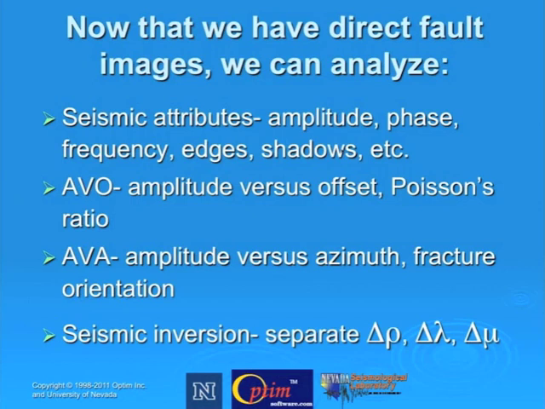And we can even start to think about seismic inversion. We want to take the reflectivity that we're seeing on these faults, and we want to try to separate: what does the fault mean in terms of a density contrast, delta rho? What does it mean in terms of a Lamé lambda parameter contrast? That's an elastic parameter, delta lambda. What does it mean in terms of a rigidity contrast, delta mu? So all of these we can now start to analyze, and my grad students are starting on that path.